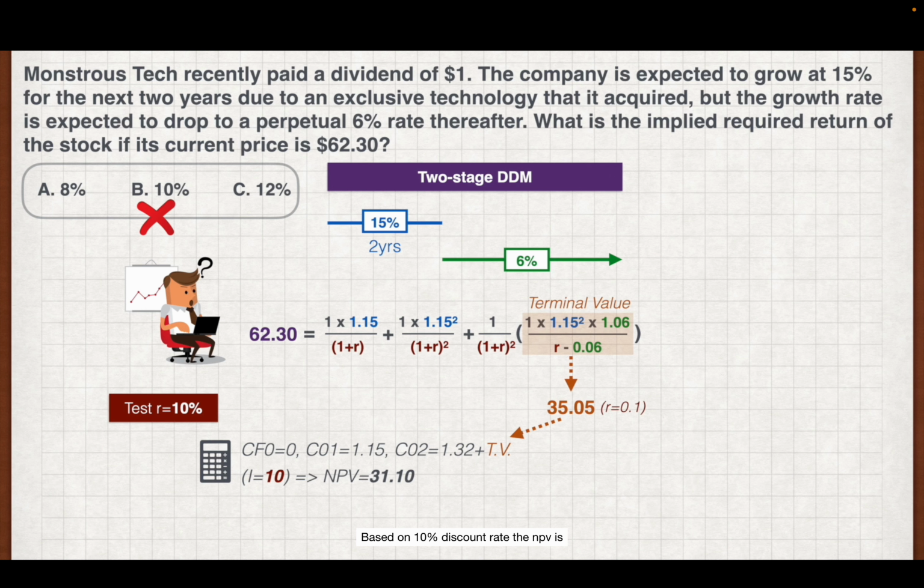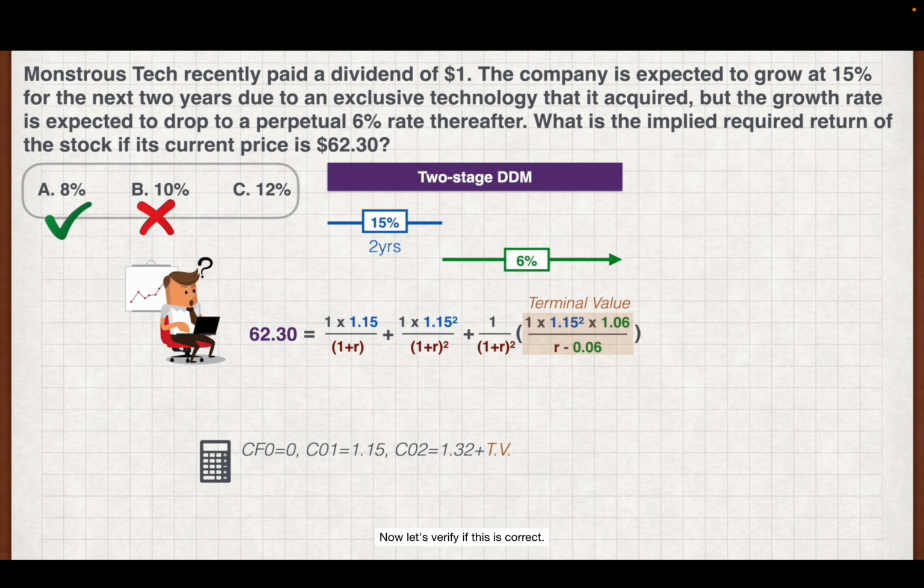Based on a 10% discount rate, the NPV is too low. So this implies that you need a lower discount rate to have a higher NPV. Therefore, 8% is the correct answer. Now, let's verify if this is correct.